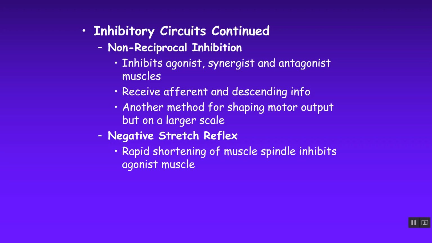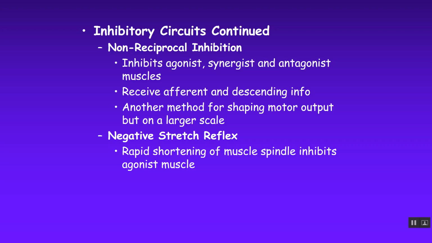There's also a thing called a negative stretch reflex. When you get rapid shortening of a muscle spindle, it inhibits the agonist muscle it's in. Just like if you do a rapid stretch of a muscle spindle, it creates a quick, strong contraction, okay? That's your monosynaptic stretch reflex. If you rapidly shorten a muscle, like the bicep, you're going to get at least a brief amount of inhibition to the muscle, okay? So sometimes we'll take advantage of that, where we'll actually rapidly shorten the muscle and then try to stretch it back out.